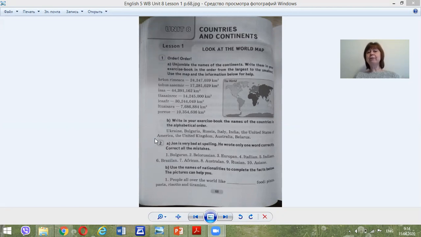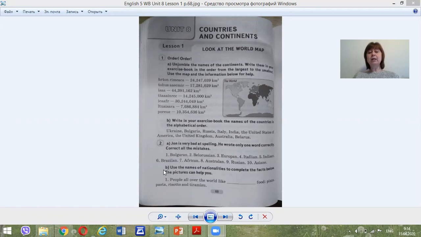So the first letter of the alphabet is A. We can see there are two words with the letter A, America and Australia. Then we look at the second letter, M and U. So America goes before Australia. In exercise two, please find the mistakes. John is very bad at spelling, правописание. He wrote only one word correctly, только одно слово правильно. For example, Bulgarian. Oh, the letter I is missing.